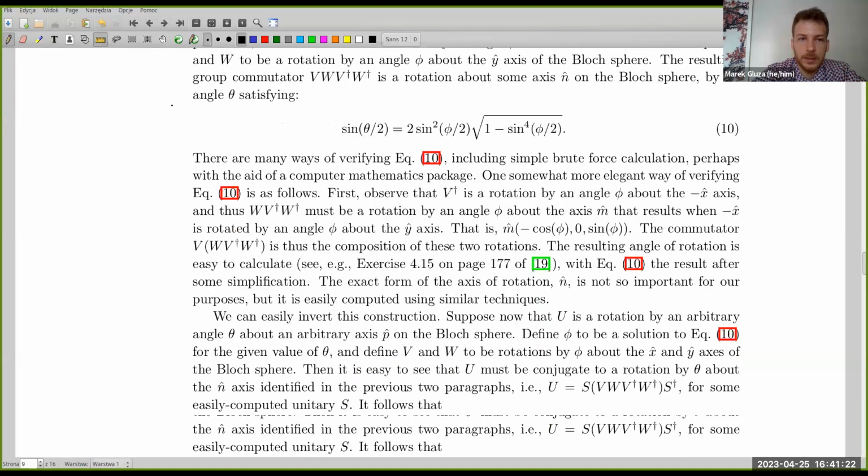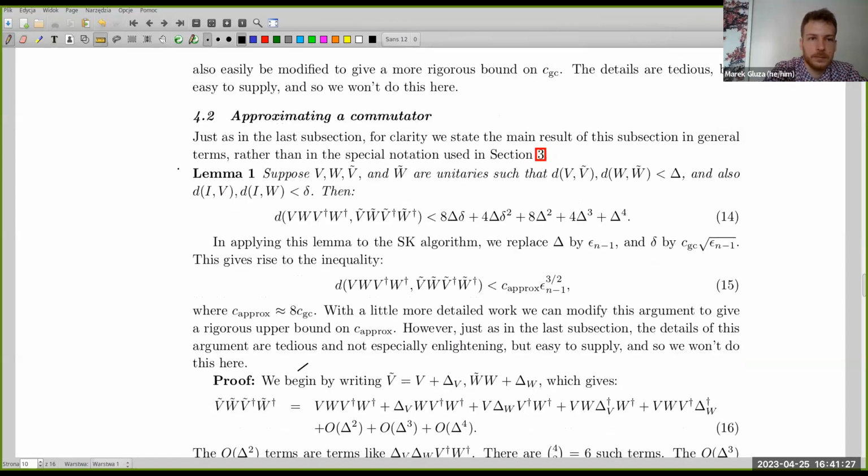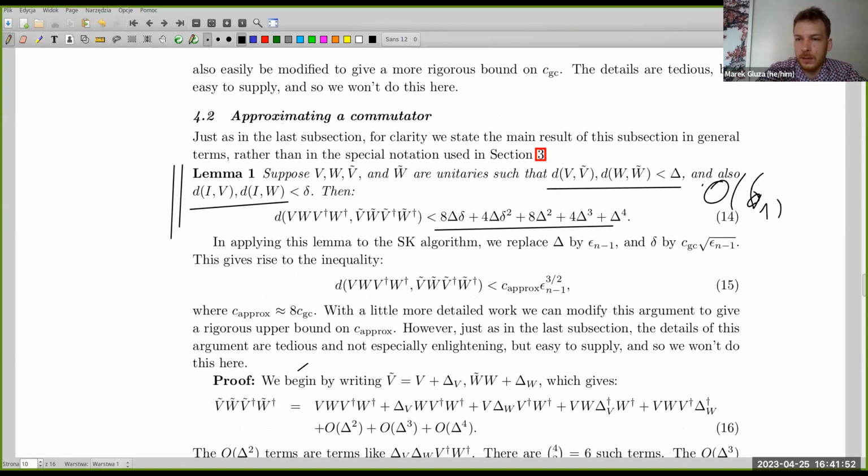And basically what we will find is a lemma which is purely linear algebra. Some operations have this distance delta, and here we have O of delta 1 times delta 2. This is what this means. That's the idea, and that's this amplification.